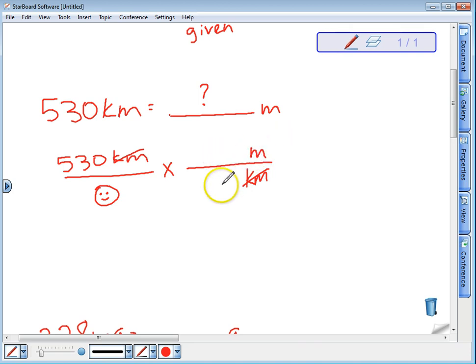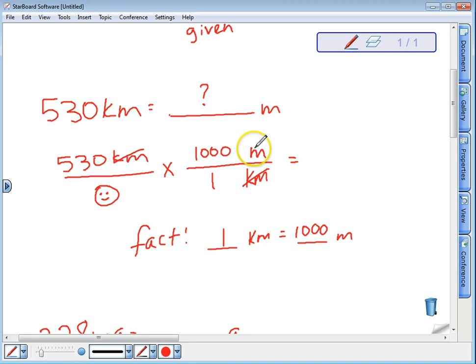Now I need to know what numbers to put in here. For that, I need to know a fact. I need to know how many kilometers are equal to how many meters. Fortunately, I know that 1 kilometer is equal to 1,000 meters, so I can plug those numbers in. 1,000 meters is 1 kilometer. Now I just have to do the math. 530 times 1,000 gives me 530,000 kilometers. Oops, I'm sorry, not kilometers.